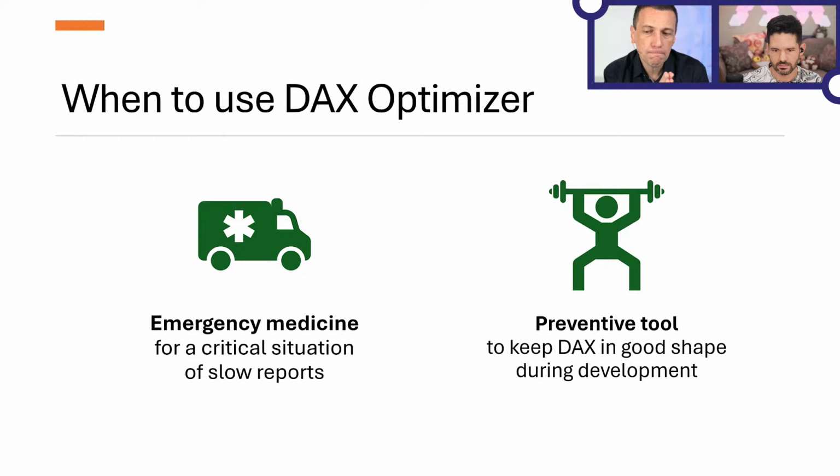Why? Because the second way to use DAX Optimizer is as a preventive tool to keep the model in shape. So if I introduce DAX Optimizer as part of the development process, basically during the development, I find a small number of issues, I fix them, and I continue this way. It's important, of course, that during the development you have a relatively good distribution of the data, even though it's sample data, because if you work with a very small data model with just a couple of rows, then you don't get good advice.